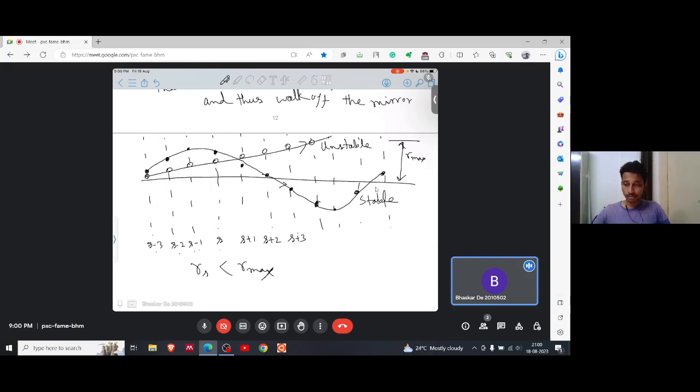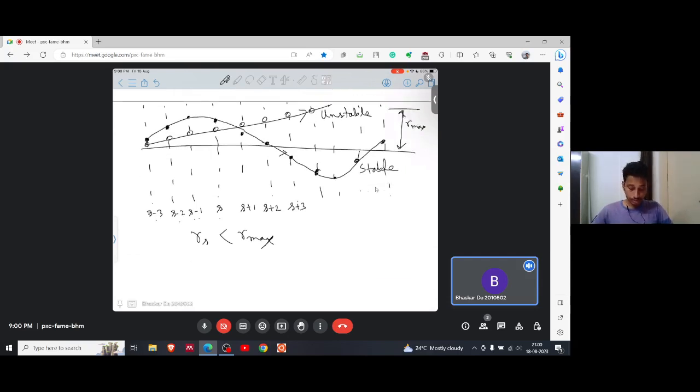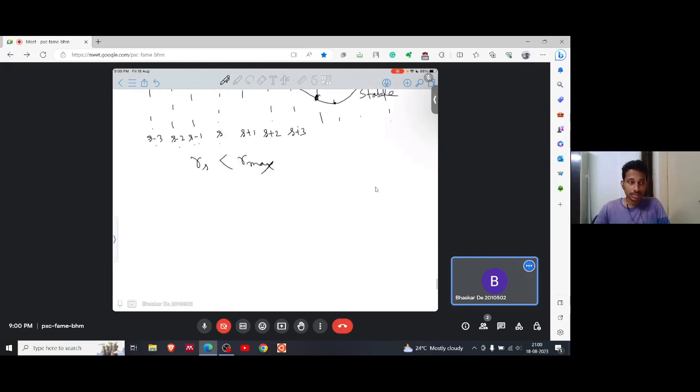So this is it for today's discussion. In the next class I will discuss the condition for which the cavity will be stable, and I will show some problems regarding the ray tracing method, so that you can understand how the matrix method is actually used to calculate the position and the slope of the output beam after transmitting through a distance d, or transmitting through a lens, or reflecting from a mirror.